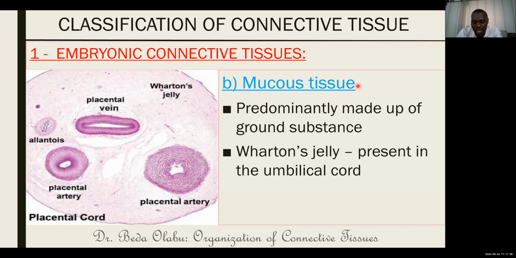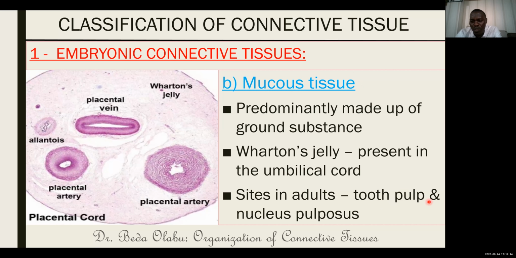We find it in the tooth pulp. That central region of the tooth is what we call the tooth pulp. It contains mucous tissue. Also, the central part of the intervertebral disc, what we call nucleus pulposus, also contains mucous tissue. Right, so those are embryonic connective tissues.